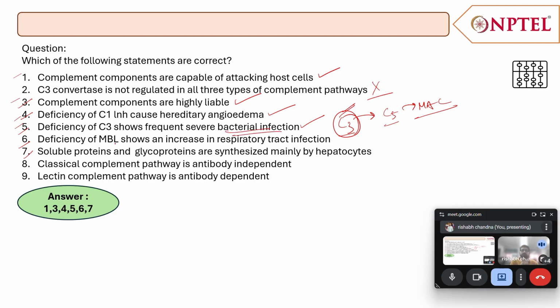Deficiency of MBL shows an increase in respiratory tract infection. Yes, because the respiratory tract infection is caused by bacteria that have mannose. Soluble proteins and glycoproteins are synthesized mainly by the hepatocytes. Yes, this is also correct. Classical complement pathway is antibody independent. No, it is antibody dependent.